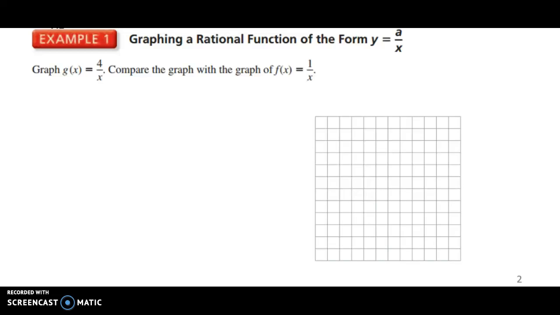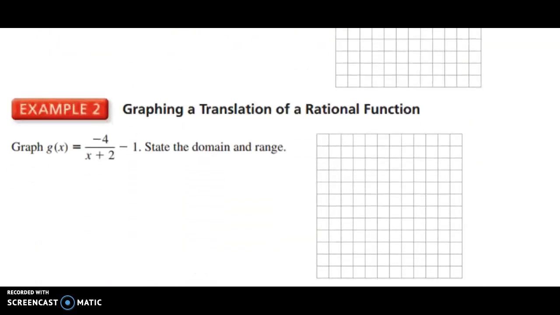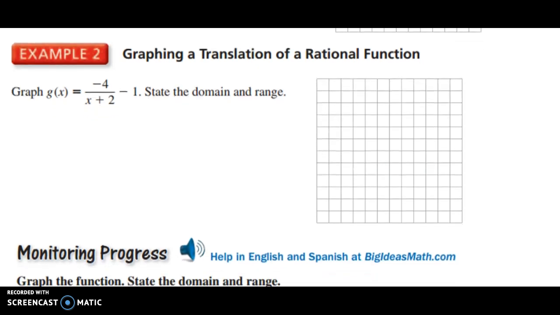Today we're going to finish up section 7.2. In 7.2 video 1, we graphed a rational function in the form a over x. Then we moved to example 2, where we had translations. The bottom number moved the graph left and right, and this number moved it up and down.